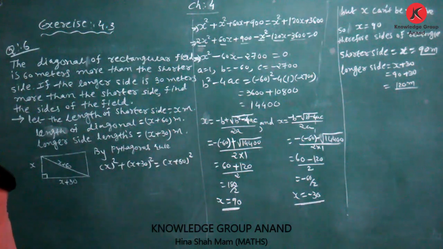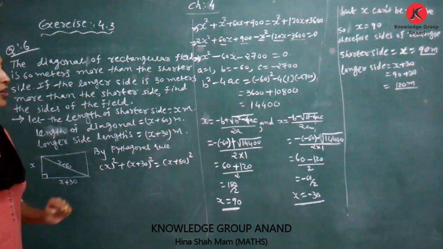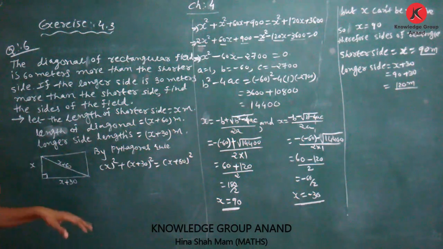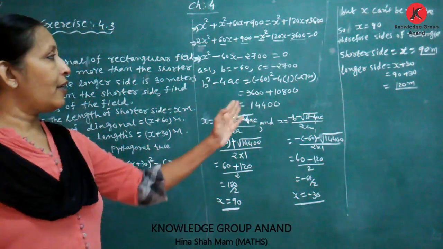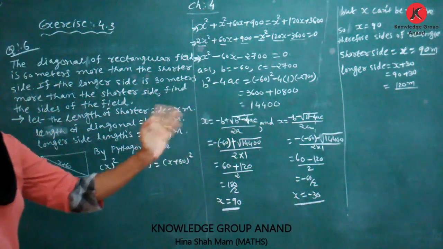Here the unit is given, yes, meters, so we write meter here. Suppose the meter unit is not given, then we write only the unit: 120 unit, 90 unit.